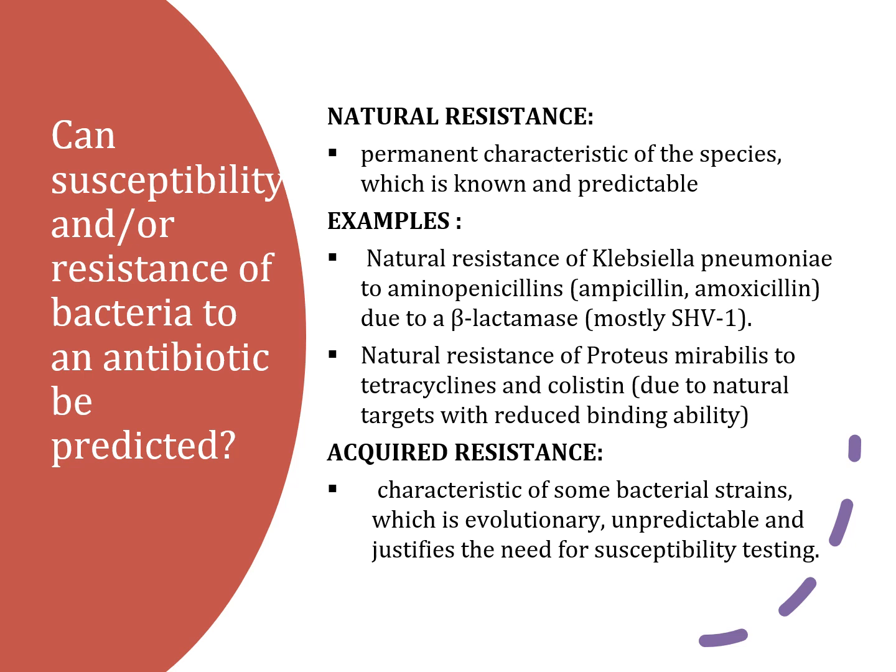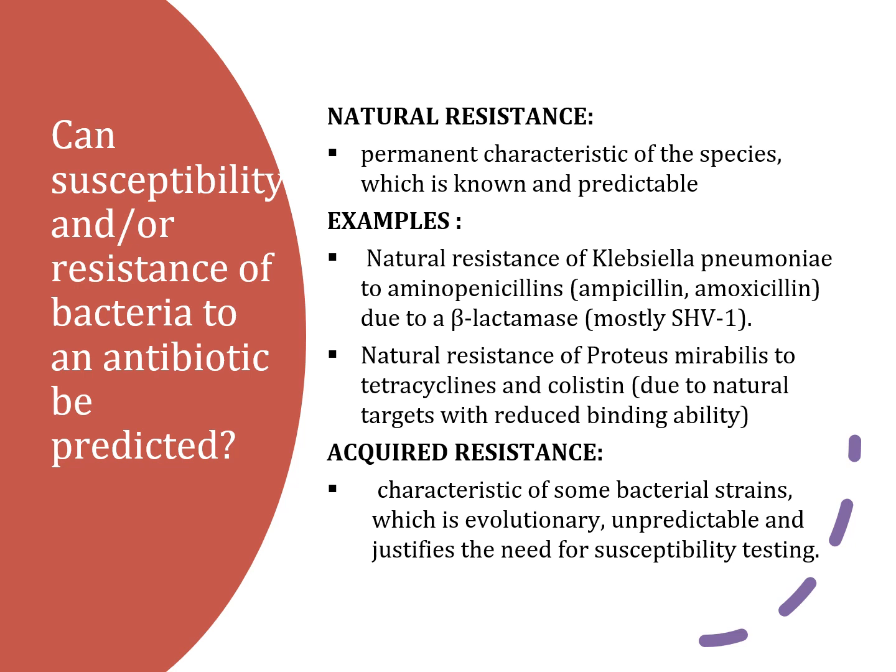Can the susceptibility or the resistance of bacteria to an antibiotic be predicted? Yes, naturally there are some organisms with natural resistance. These are permanent characteristics of the species, which are known and predictable. For example, natural resistance of Klebsiella pneumoniae to aminopenicillins such as amoxicillin and ampicillin, due to beta-lactamase. Natural resistance of Proteus mirabilis to tetracyclines and colistin.